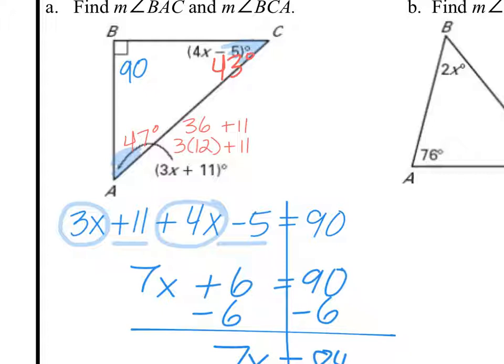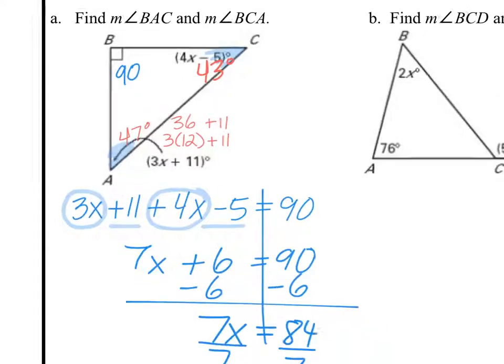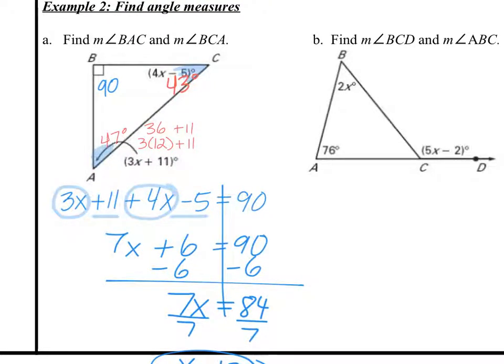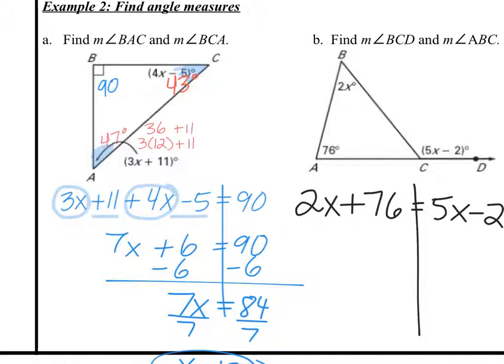And then the last one is an exterior angle one. So the opposite interior angles add to the exterior angle. So 2x plus 76 equals 5x minus 2. Can you please solve that equation? Make sure you move your variables to one side. That needs to happen first since there's no distribution or combining like terms.